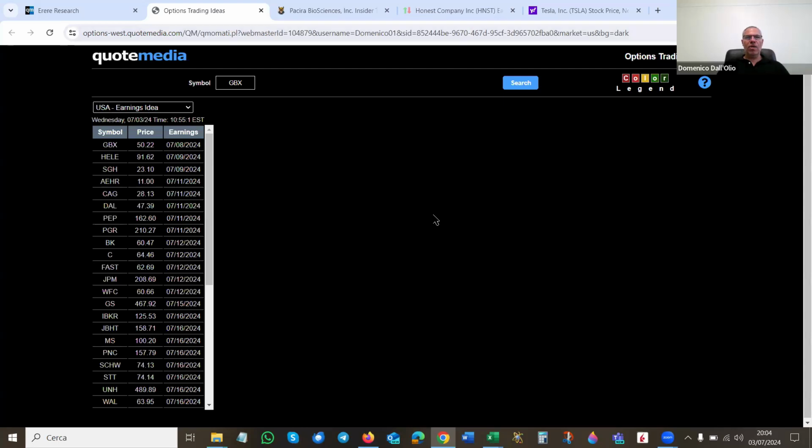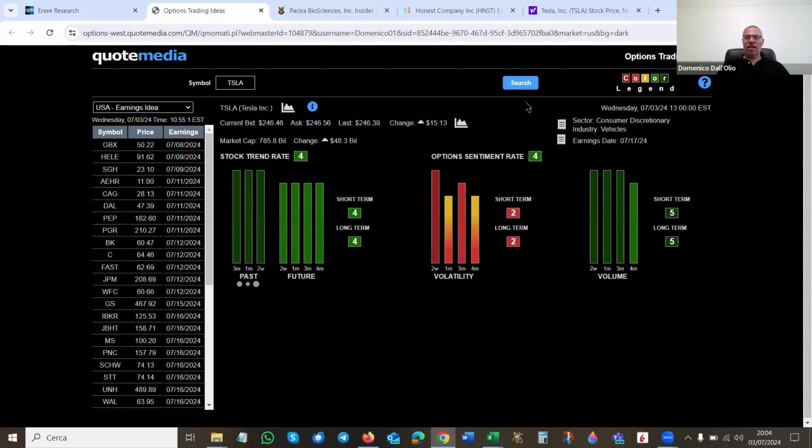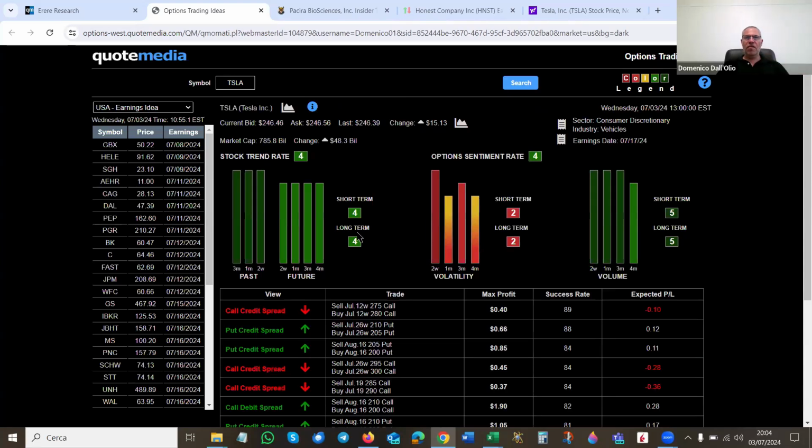So this is how options trading ideas looks when you open it. You can pick any symbol of your preference and click search, and then you will get some kind of analysis. Let me pick some stock we all know, like Tesla. So you pick a symbol of your preference, you click search, and you get this window full of information, which I will try and describe very quickly.